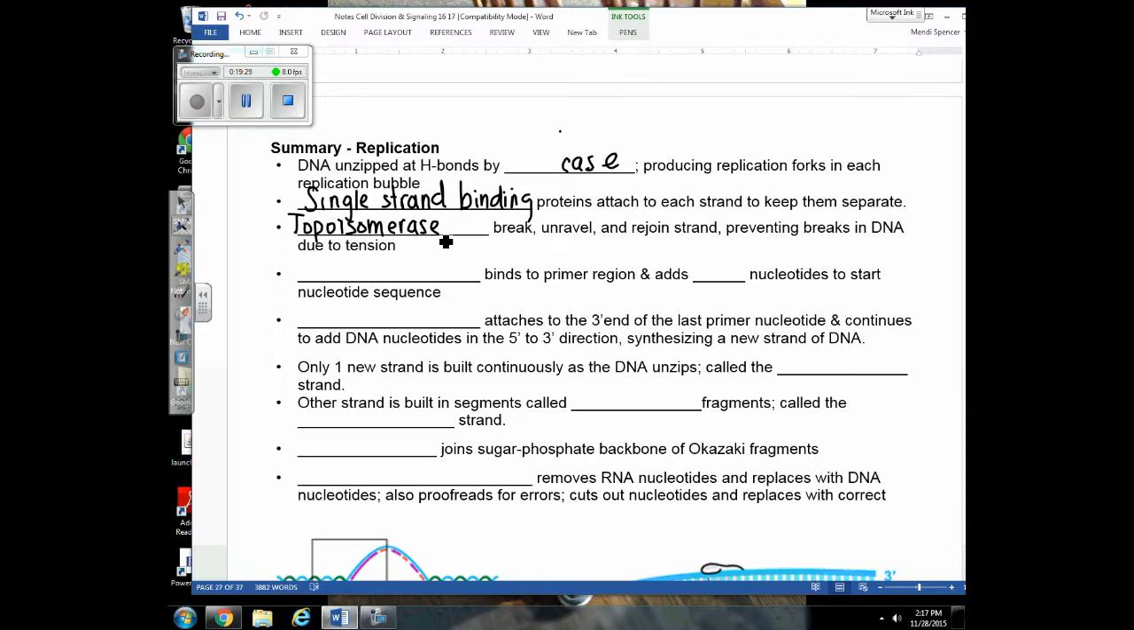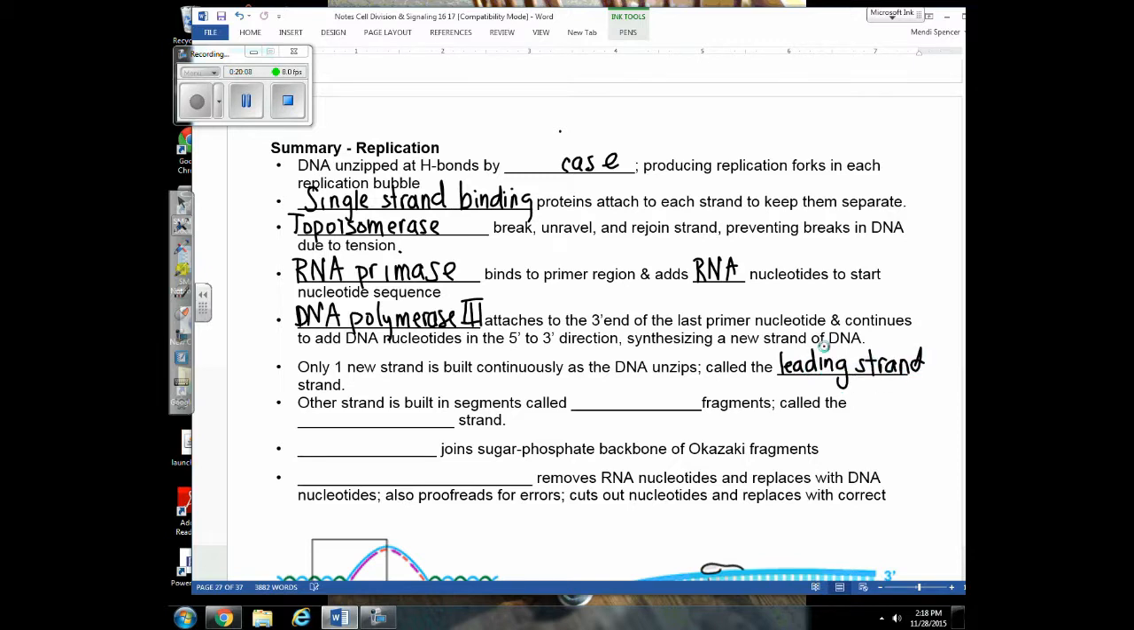We have the primer region being added, and that's added by RNA primase. And again, that primer is built of RNA nucleotides, not DNA nucleotides. But that primer gives a 3' end that DNA polymerase 3 can attach to and continue to elongate that new strand of nucleotides. Only one strand is built continuously as the DNA unzips, so it follows helicase as it moves, and that's called the leading strand.